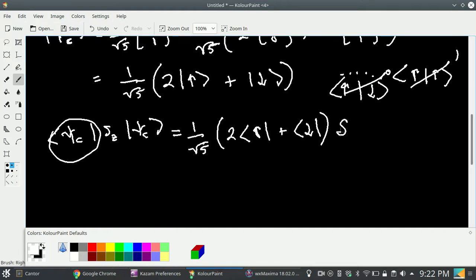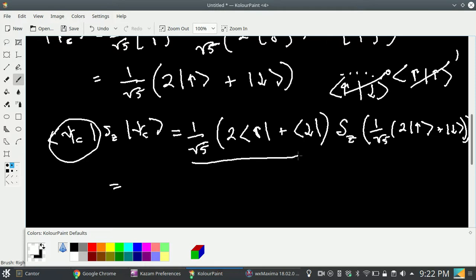And then I do SZ on the following, on 1 over root 5 times the quantity 2 of the spin up plus 1 of the spin down. All right? Good. Now I'm going to leave this alone again because operators still operate to the right. So I'm going to just copy the bras down.